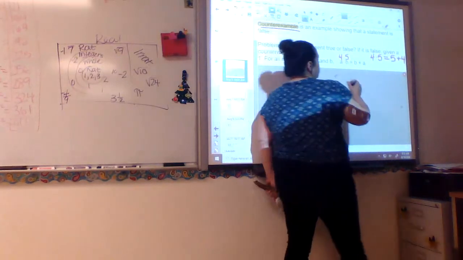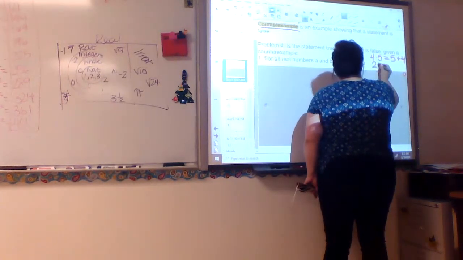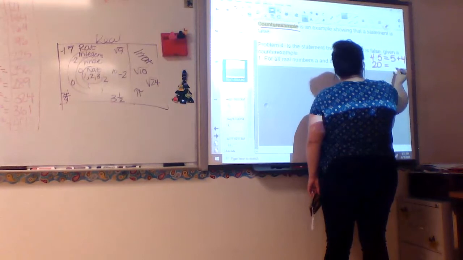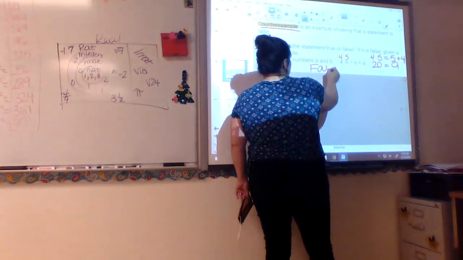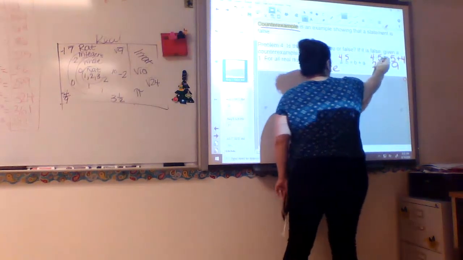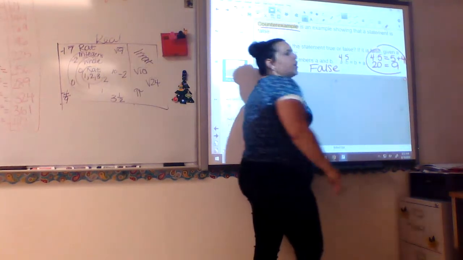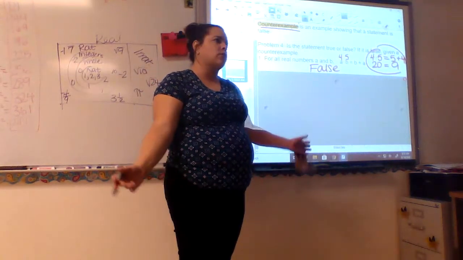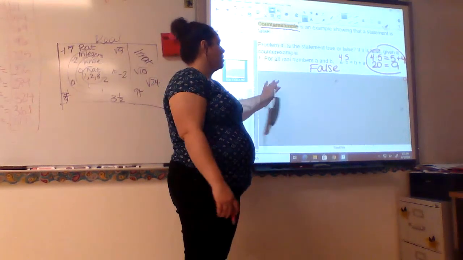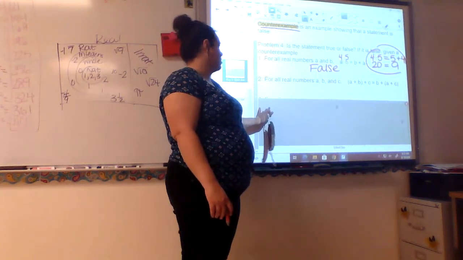All right, so what is 4 times 5? 20. And what's 5 plus 4? So we know that this is false because that's not true, and this right here is my counterexample. You only have to give a counterexample if it's false. If it's true, write true, done.